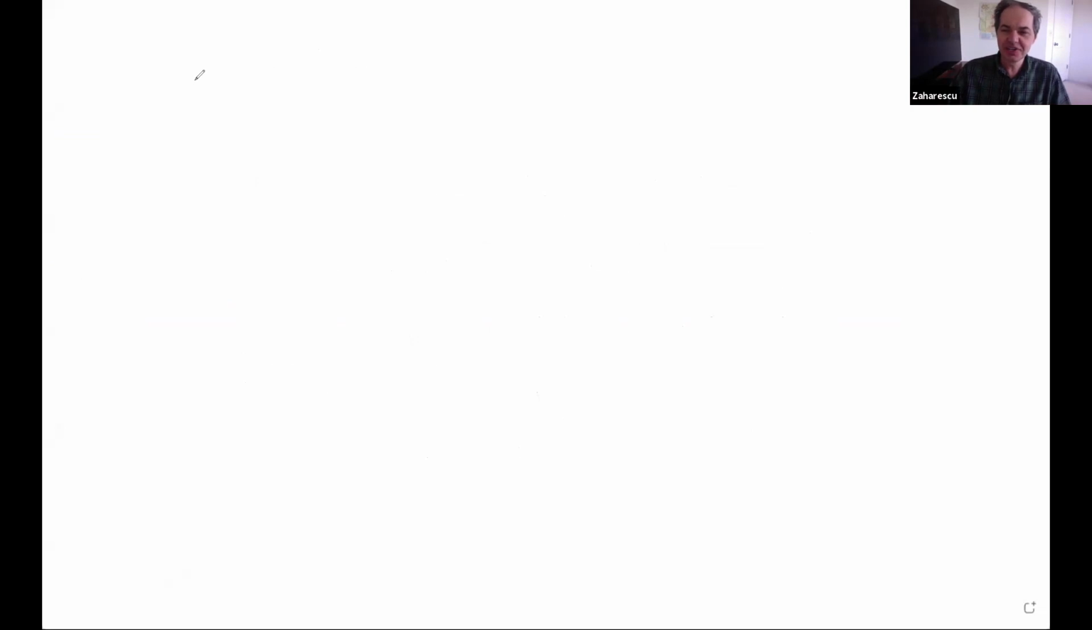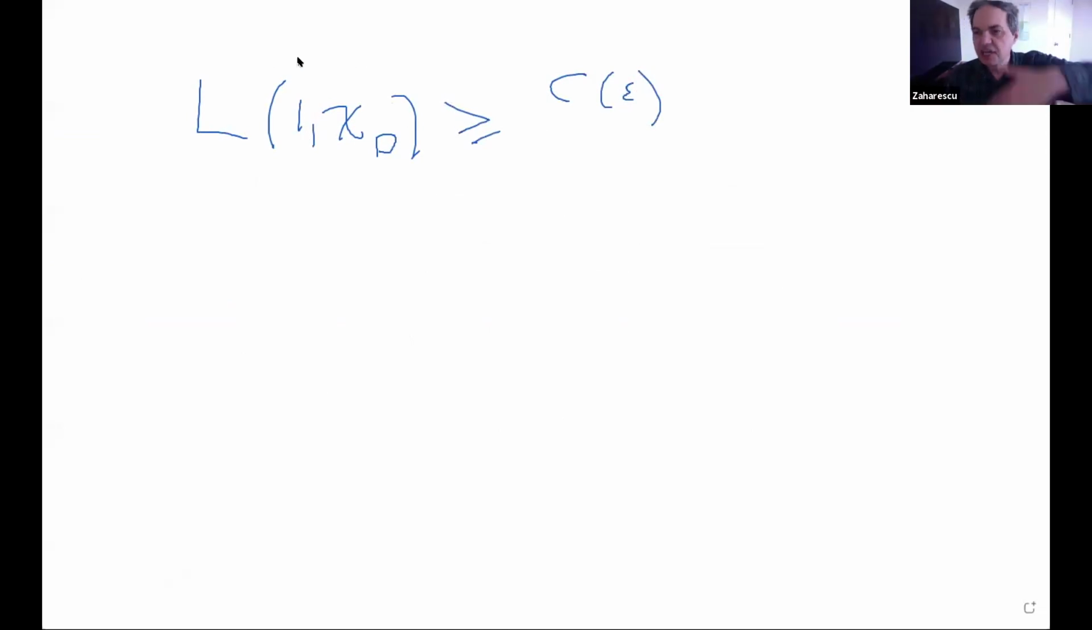What I was going to say is that under that hypothesis, we show that L(1, chi_d) is larger than or equal to a constant depending on epsilon. In other words, for any epsilon larger than 0, there exists a c sub epsilon. This is still ineffective because we follow the same type of proof, but instead of d to the epsilon, as in Siegel's theorem, we take a log here.